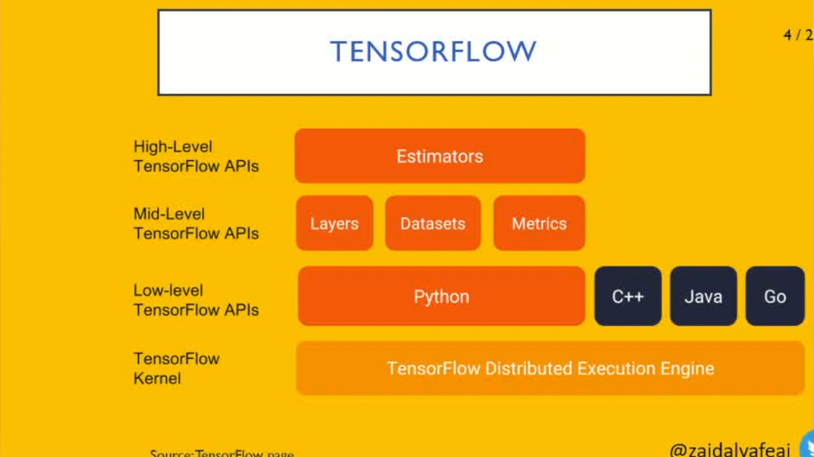TensorFlow was designed using C++. After that, it was ported to Python because it's the most used language among data scientists. It contains many other platforms. In the mid-level API, you can design layers, manipulate datasets, and create different metrics to know how the model is doing. And we also have estimators, which are used to design high-level APIs.